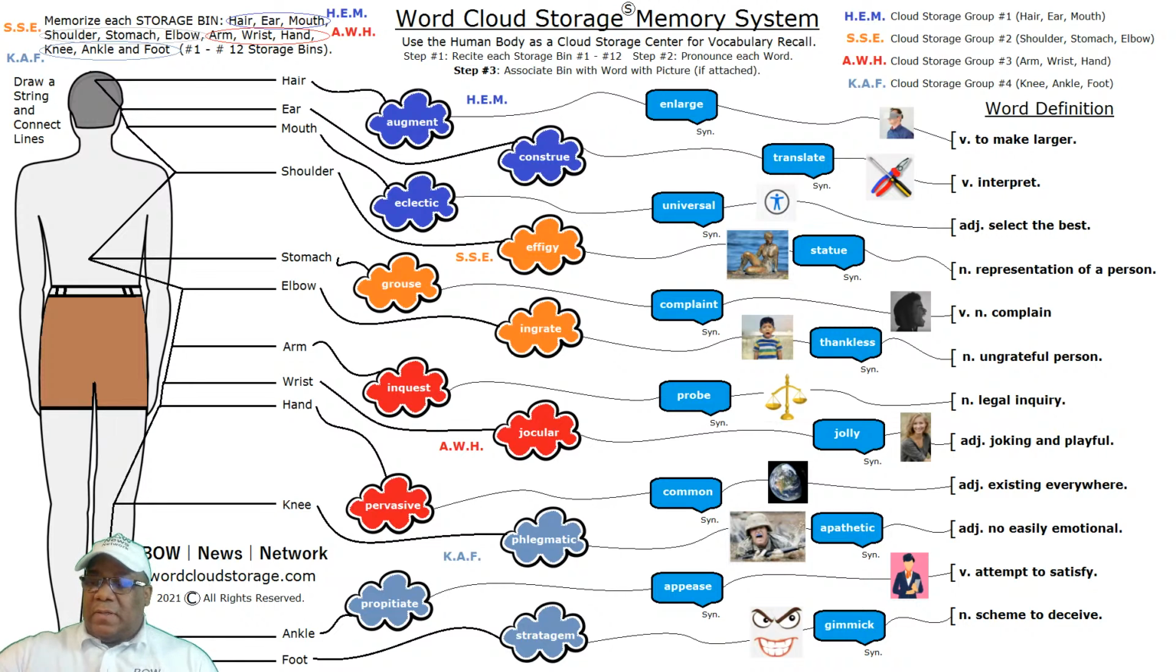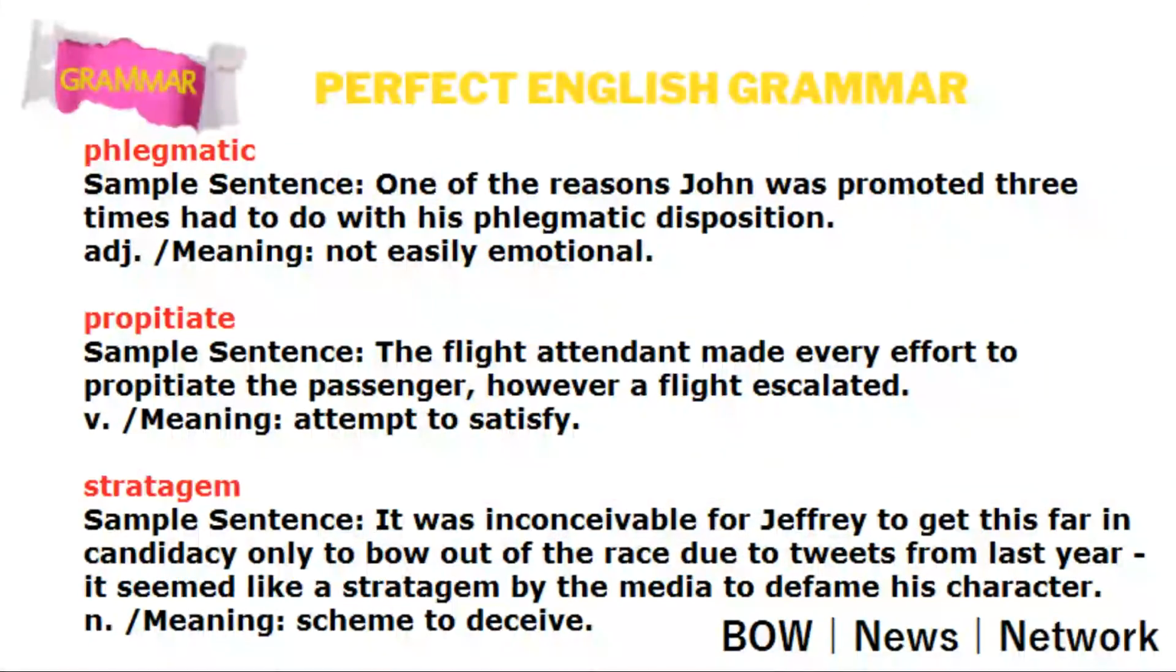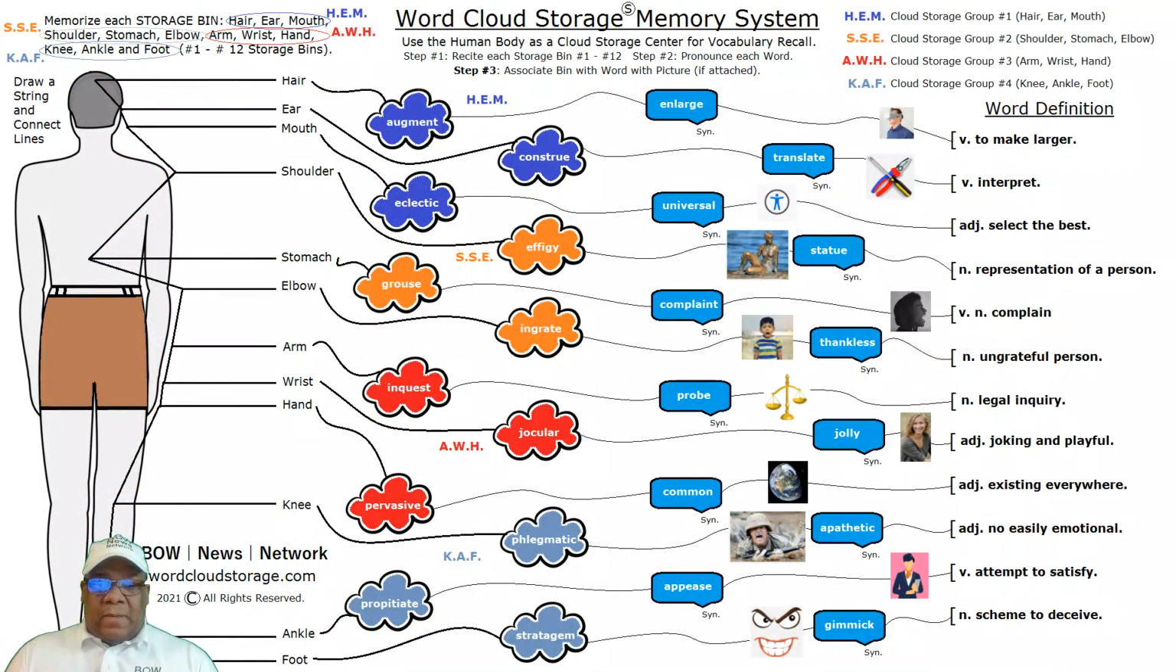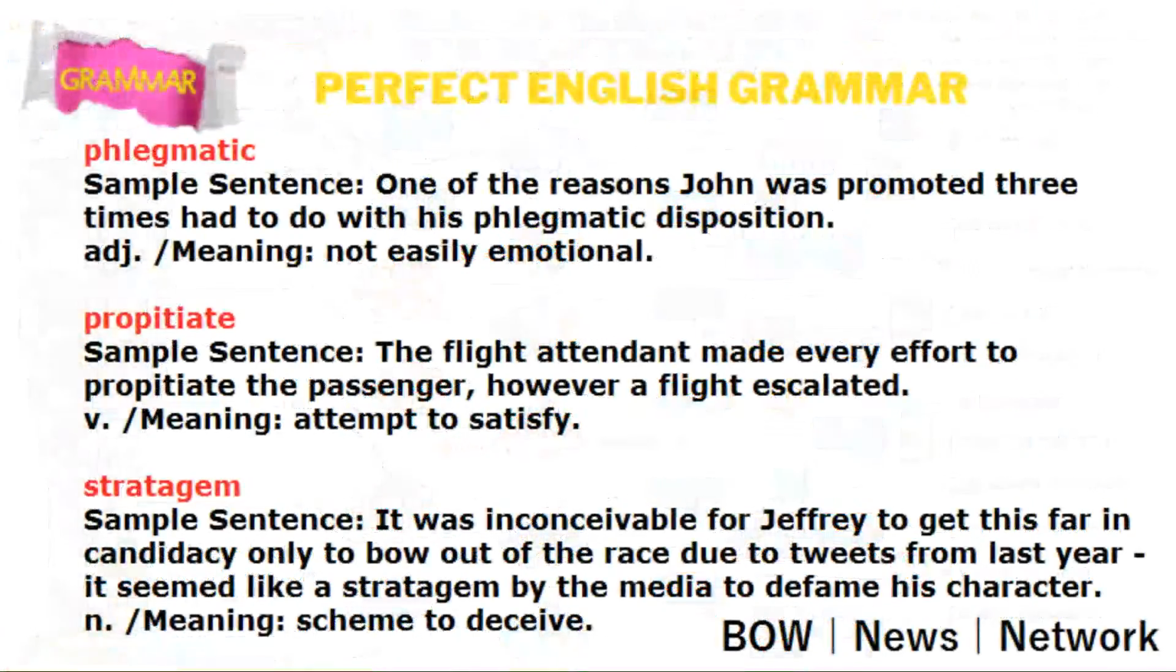Propitiate. Let's go ahead and pronounce that word properly. And it's going to be propitiate, appease, attempt to satisfy. So propitiate, appease, attempt to satisfy. And in this case, the sample sentence is: the flight attendant made every effort to propitiate the passenger.